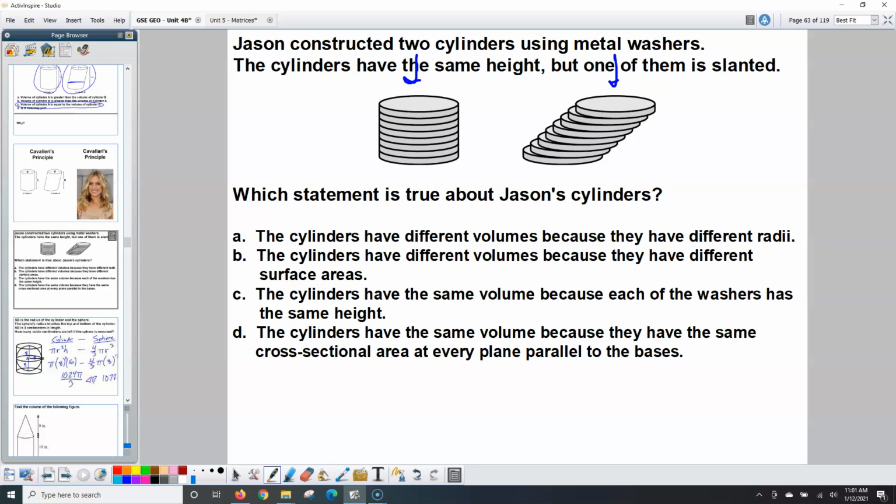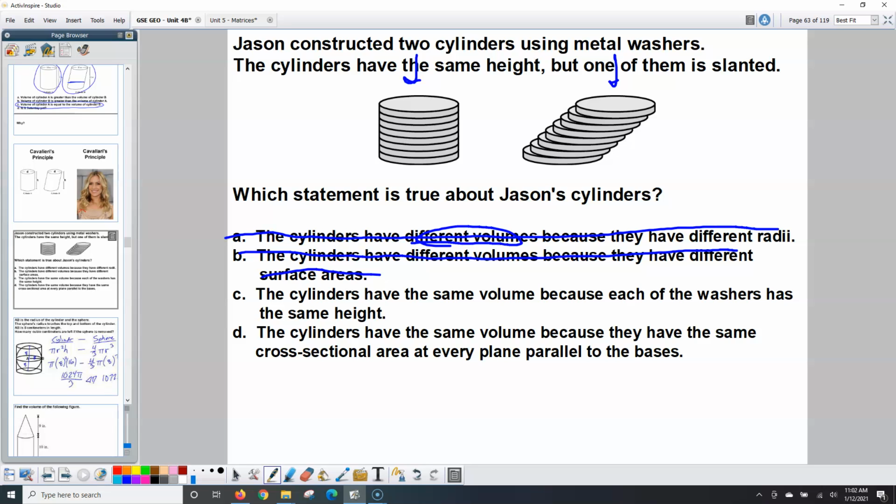Which statement is true about Jason's cylinders? The cylinders have different volumes. Well, they don't have different volumes. Wrong. The cylinders have different volumes. Wrong. I know they're going to be the same. It's what we just talked about with the stacks of paper. So it's going to be one of these last two. The cylinders have the same volume because each washer has the same height.